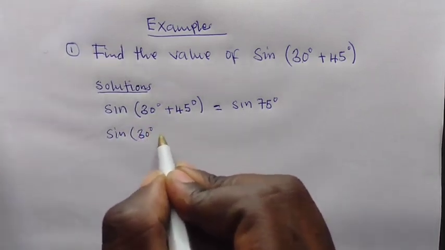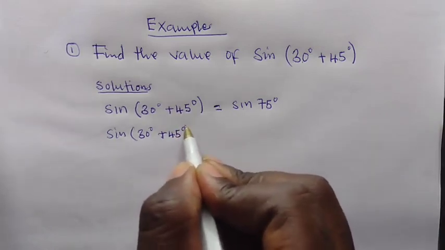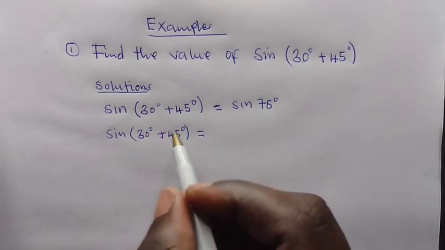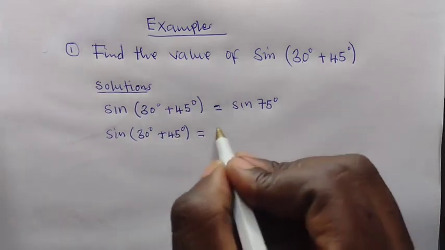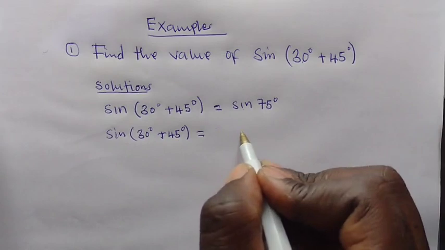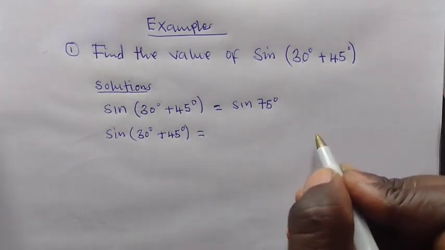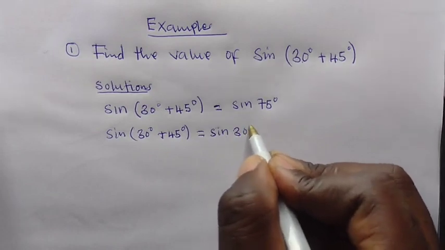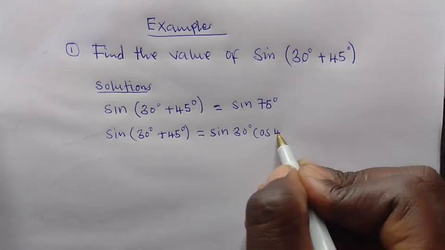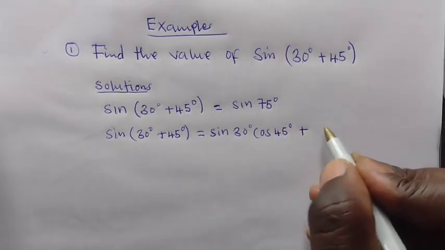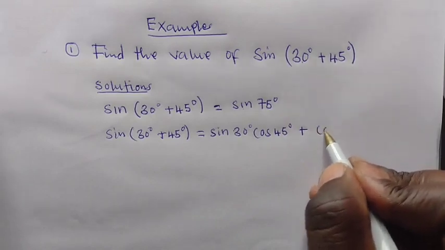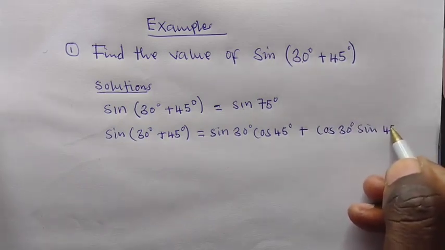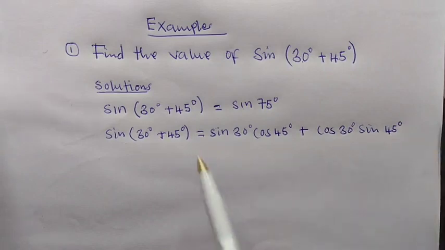Sine of 30 degrees plus 45 degrees is equal to, now since we are looking at sine here, how do we expand sine? Remember when we add A plus B, this will be sine A cos B plus sine B cos A. So do the same here. This will be sine 30 degrees, then cos 45 degrees, plus cos 30 degrees, then sine 45 degrees. I hope you remember this identity.